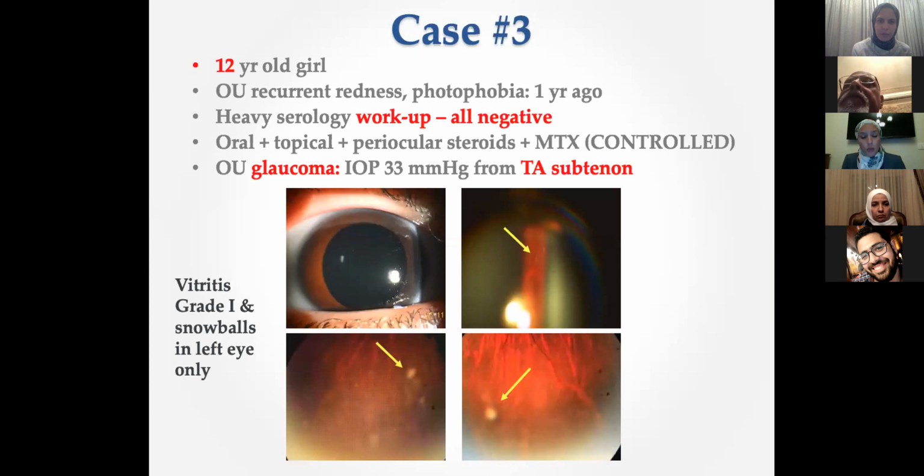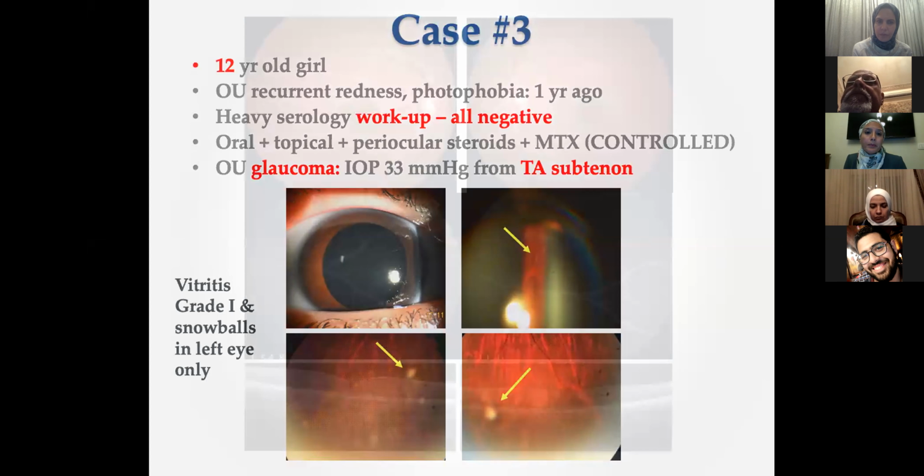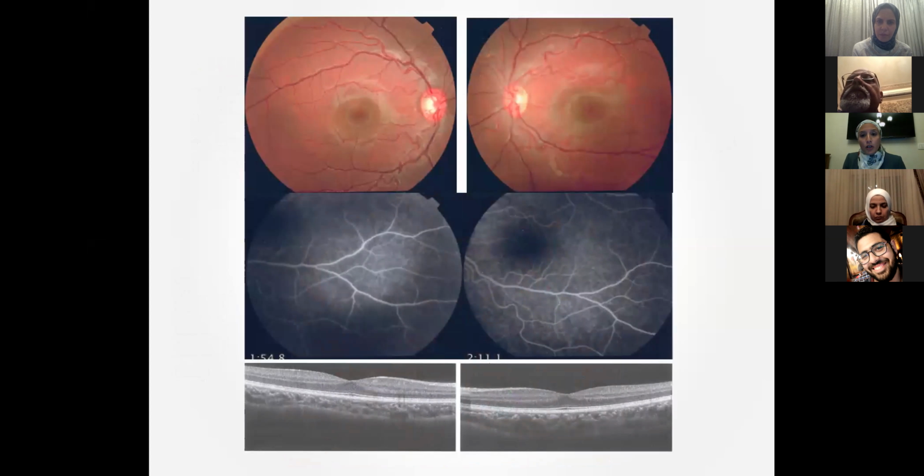On examination, we can appreciate the presence of some iris pigments on the anterior lens capsule and the presence of significant snowballs. And it's worth noting that the vitritis and the snowballs in this patient was in one eye only. The fluorescein angiography revealed bilateral tortuosity of the vessels, but otherwise the periphery was okay with no leakage from the vessels, and the OCT was normal. We can also appreciate the asymmetric cup to disc ratio, which was larger in the right eye, the glaucomatous eye.